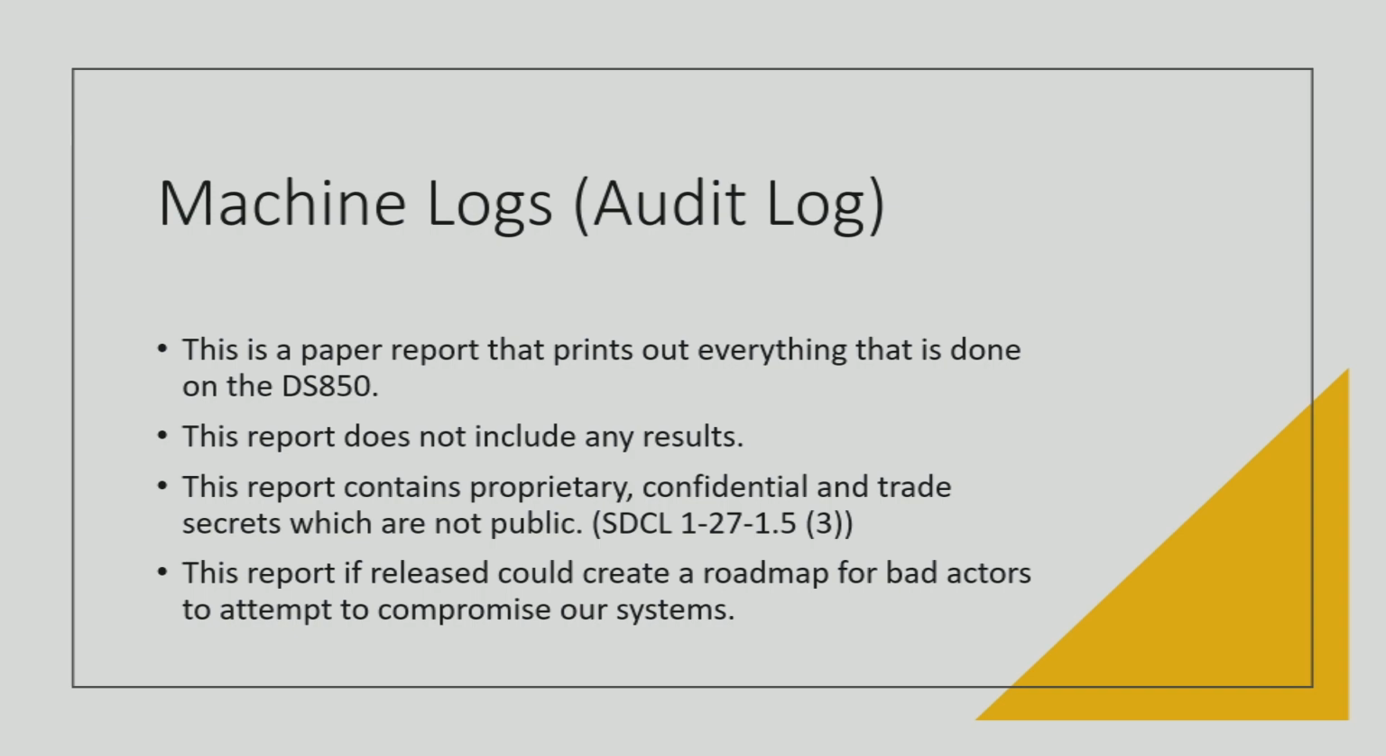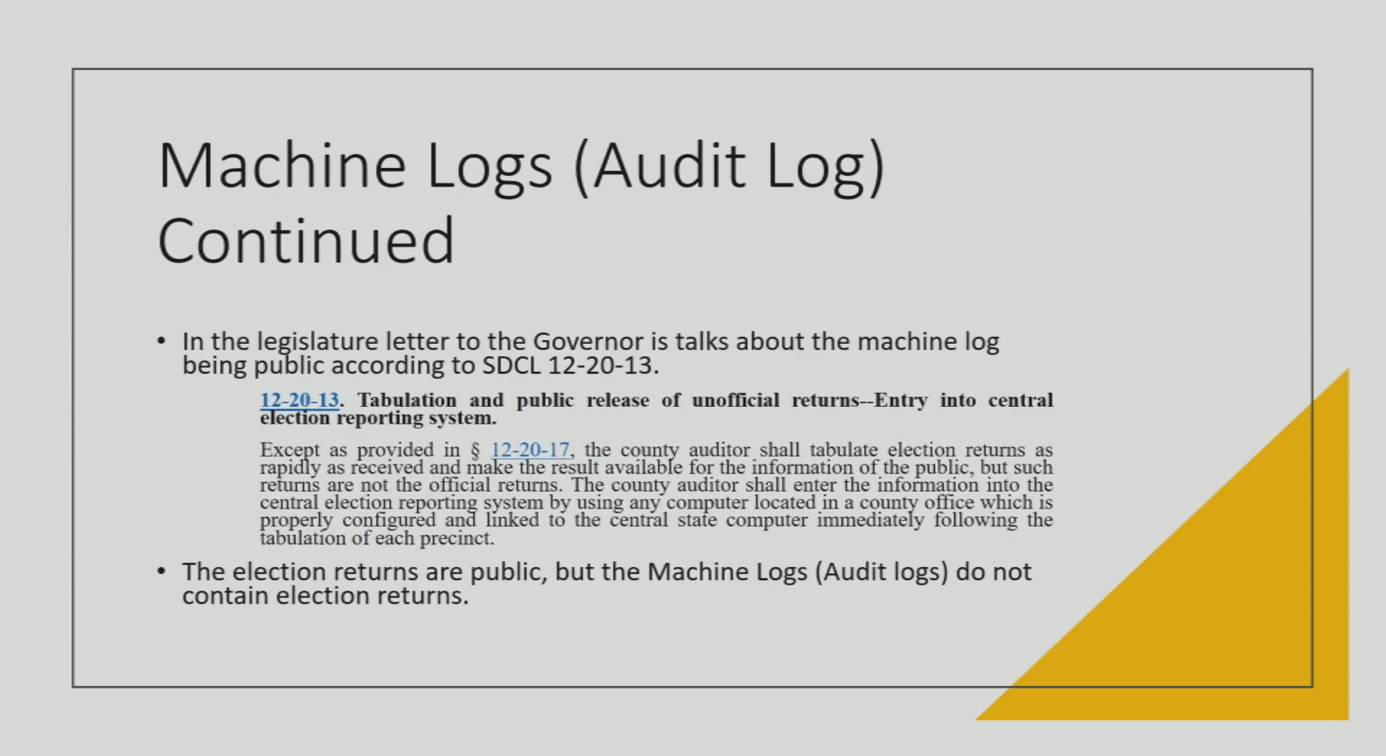This is the paper that prints out on the dot matrix on our DS-850. This report does not include any results. This report only includes what has happened with the machine, when it was turned on, what passwords were entered, when it was turned off. And so this report is proprietary, and it's confidential, and it has trade secrets, which are not public. And that's 1-27-1.5-3. If the report was released, it could create a roadmap for bad actors to attempt to compromise our system. That's why that one is not a public record.